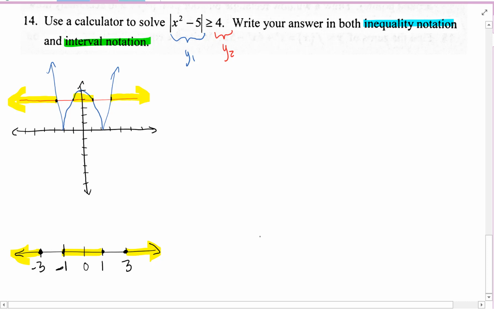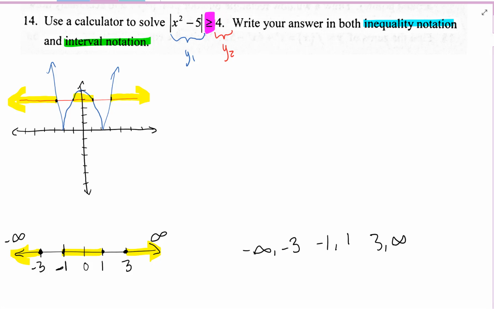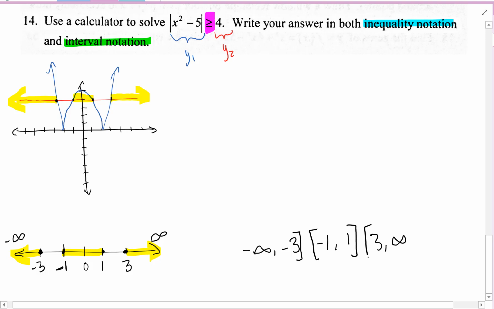Interval notation is what I'm more comfortable with, so it goes from -infinity all the way up to +infinity, just the yellow intervals. -infinity, -3, -1, 1 is the next interval, and 3, infinity. Now, we go back to the inequality symbol from the beginning, and that is when is it greater than or equal to. So we are allowed to include those points of intersection. So this would be bracket, bracket, bracket, bracket.